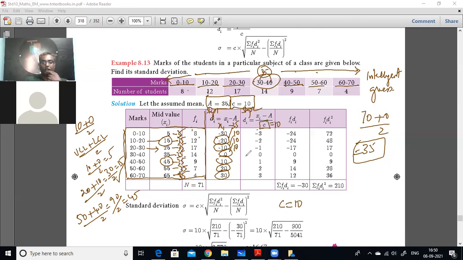Then 0 by 10 is 0. 10 by 10, how much? 10 divided by 10, 1, sir.